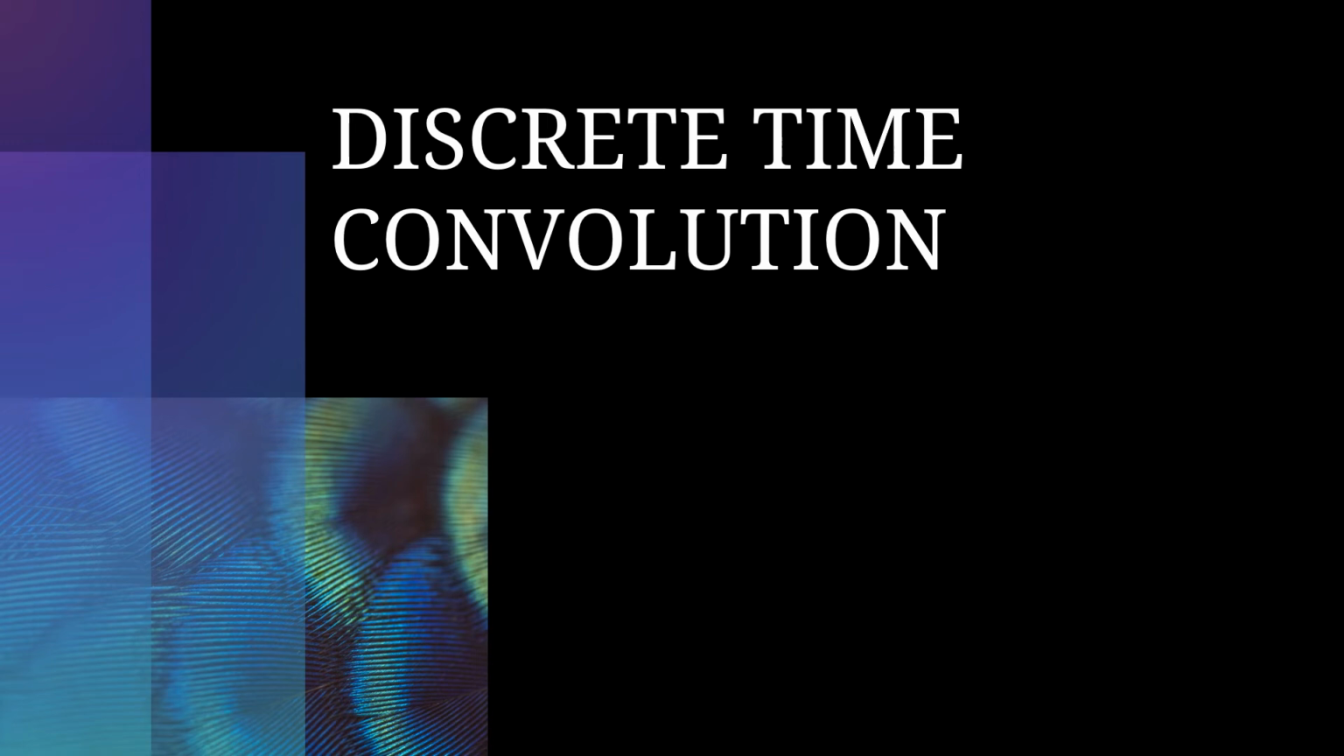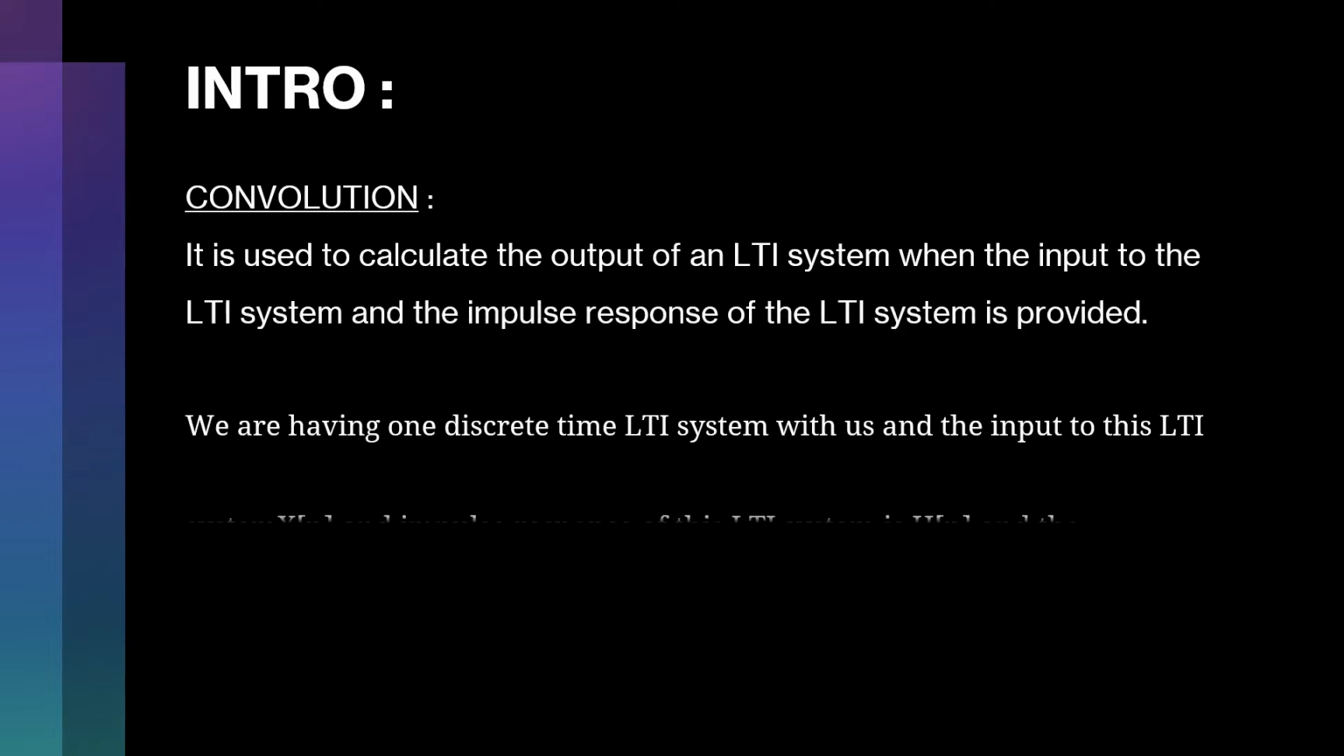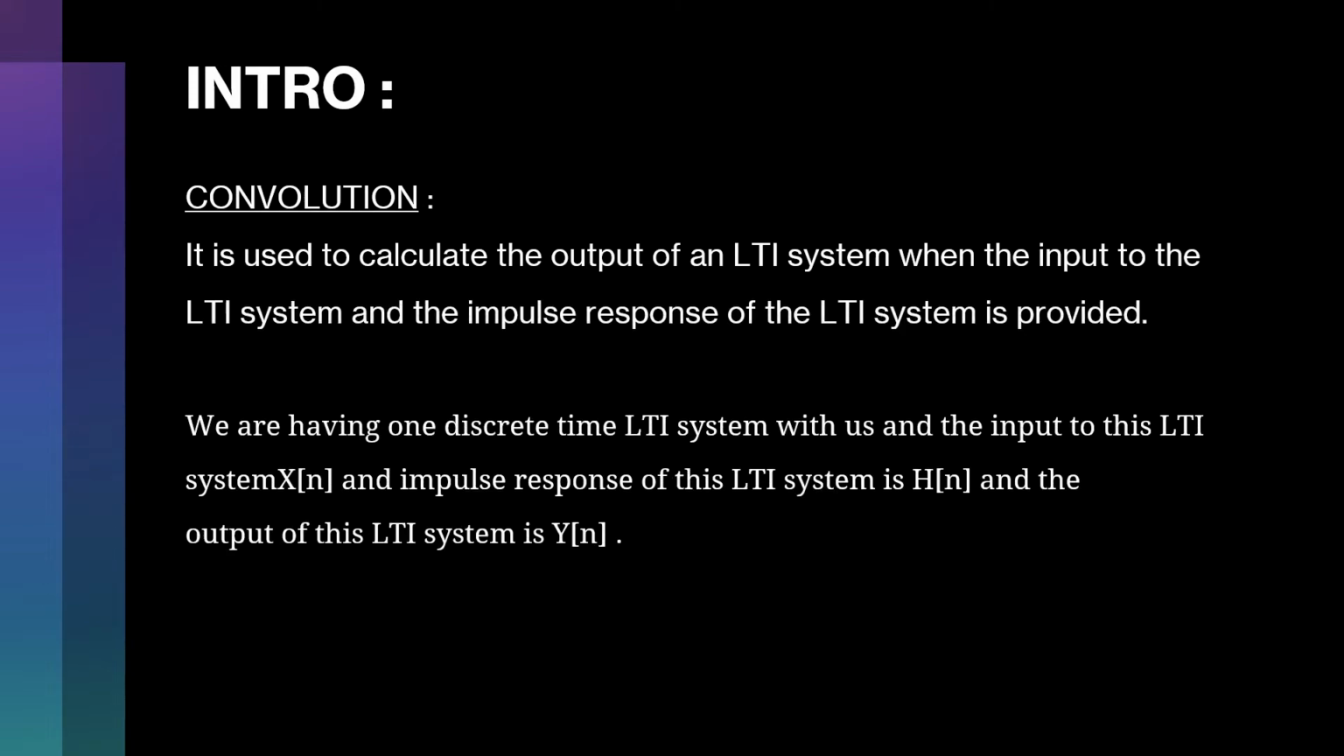We are discussing discrete time convolution. Coming to the introduction, convolution is used to calculate the output of an LTI system when the input to the LTI system and the impulse response of the LTI system are provided. I will first give you the idea of discrete time convolution and then we will solve one example.